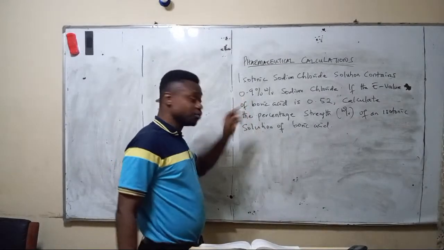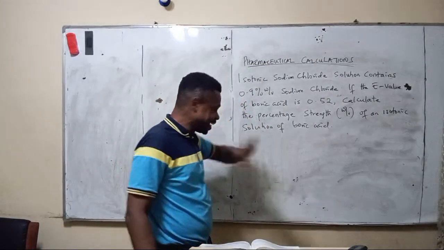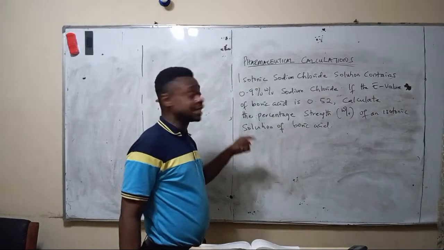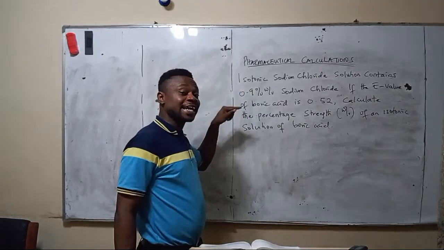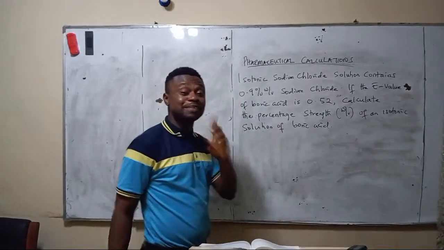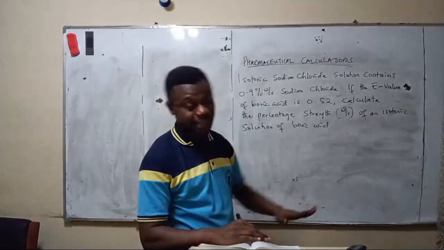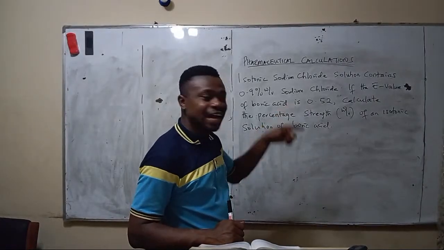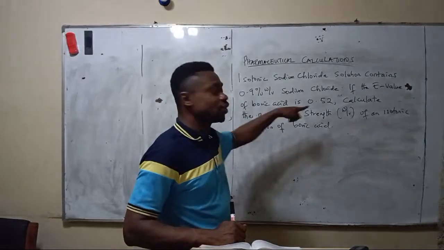0.9% weight in volume of sodium chloride is isotonic. Remember, by 0.9 we mean 0.9 gram of sodium chloride in 100 ml solution is isotonic. That's the meaning. Now, but the E value of boric acid is 0.52.